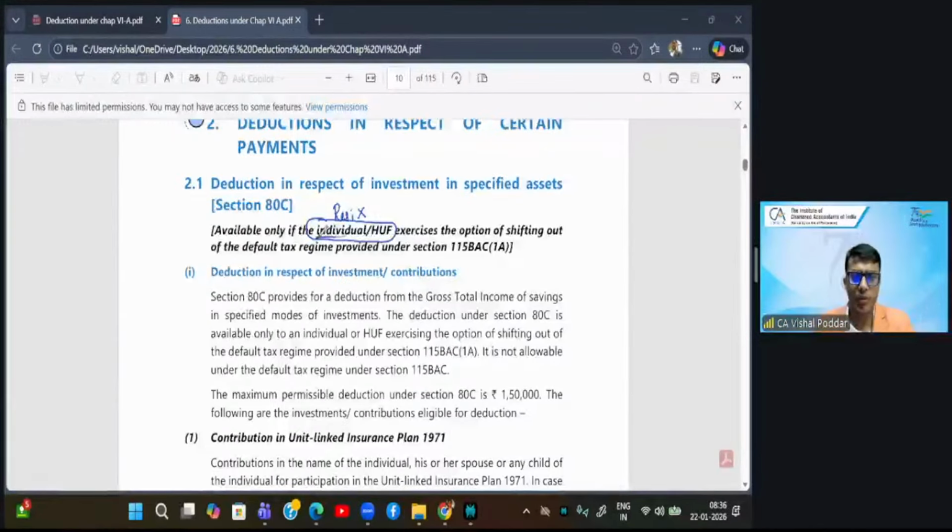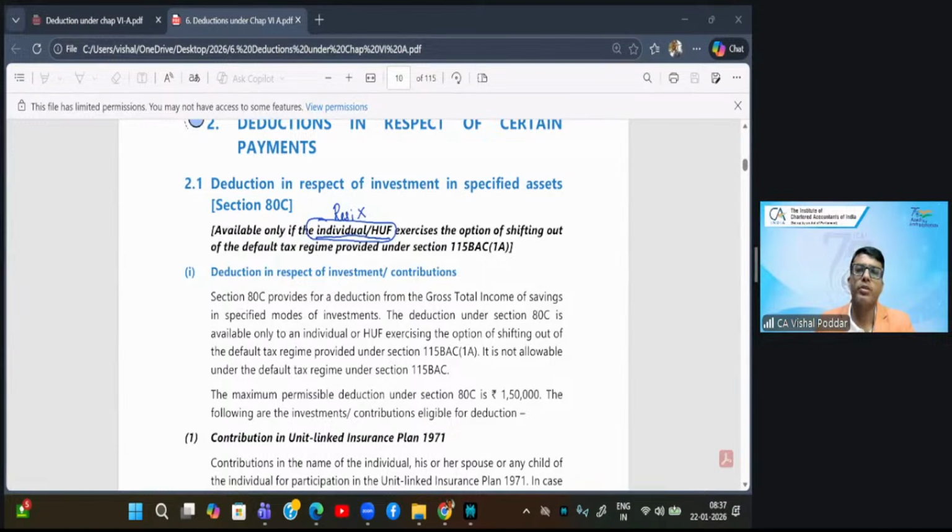This section allows ATC, allows deduction, for payments only to these persons. In fact, if you see, the payments are all of such a nature that they can be made by persons only. That is also interesting and important. The payments are not the ones which a company can make or which a firm can make. They are all personal payments. Hence, it is allowed only to an individual or HUF.